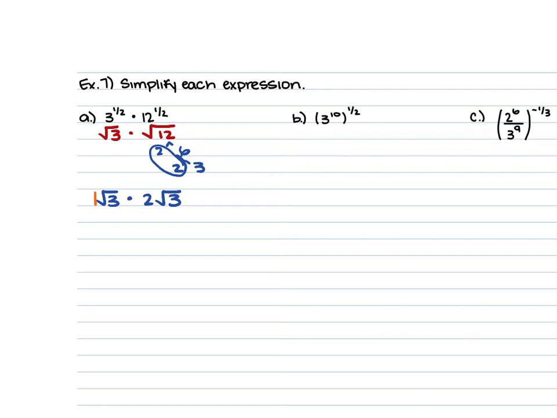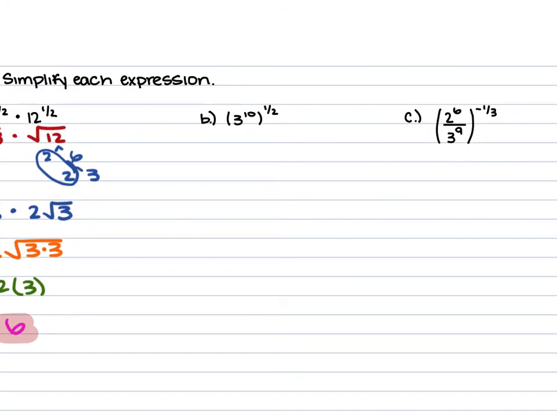So on the outside of this square root of 3 that starts us off, we have a 1. 1 times 2 gives us 2. Underneath the radical, that's 3 times 3, which is 9, and the square root of 9 is just 3, so we have 2 times 3. 2 times 3 is 6, so our answer for this one is just 6.